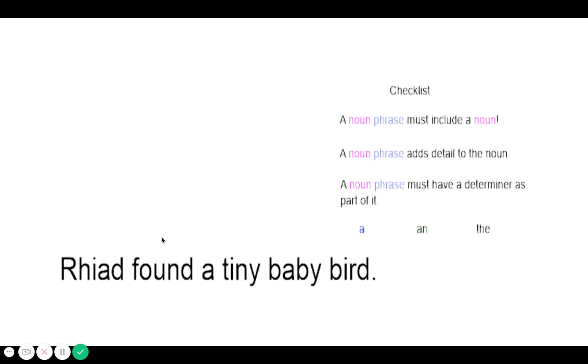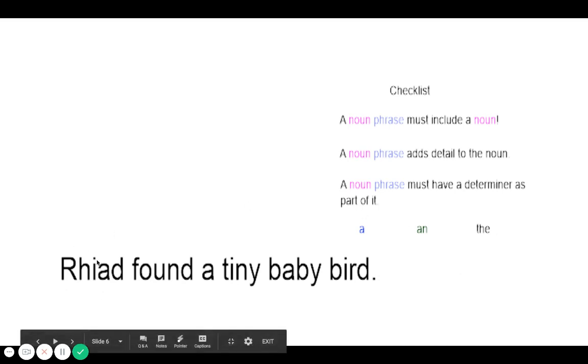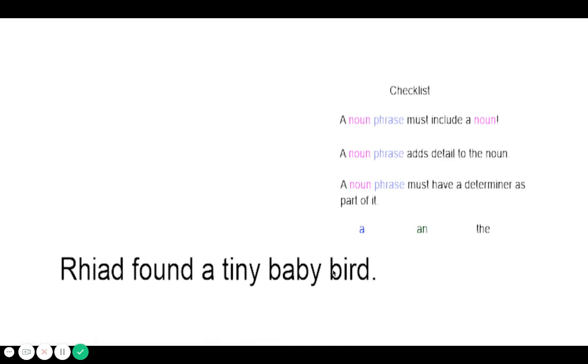So, Riyadh found a tiny baby bird. If we go back to our checklist, a noun phrase must include a noun. Now, I'm sure that you guys have spotted that we've got a bit of an issue here, because in this sentence, we have two nouns. We've got a proper noun, which is Riyadh, it's the name of a person, and then we've got a common noun here, a bird. There are lots of different birds in the world. So in this situation, what should you do? Well, move on to the second part of your checklist, because you know that a noun phrase adds detail to the noun.